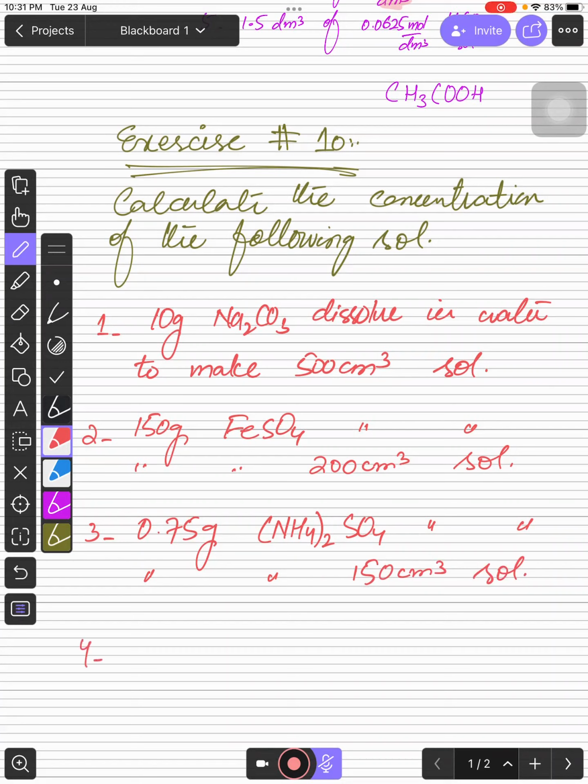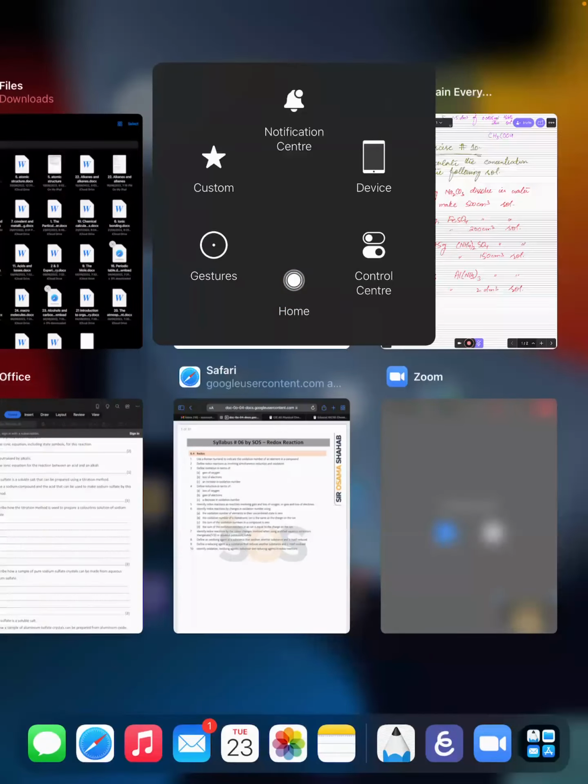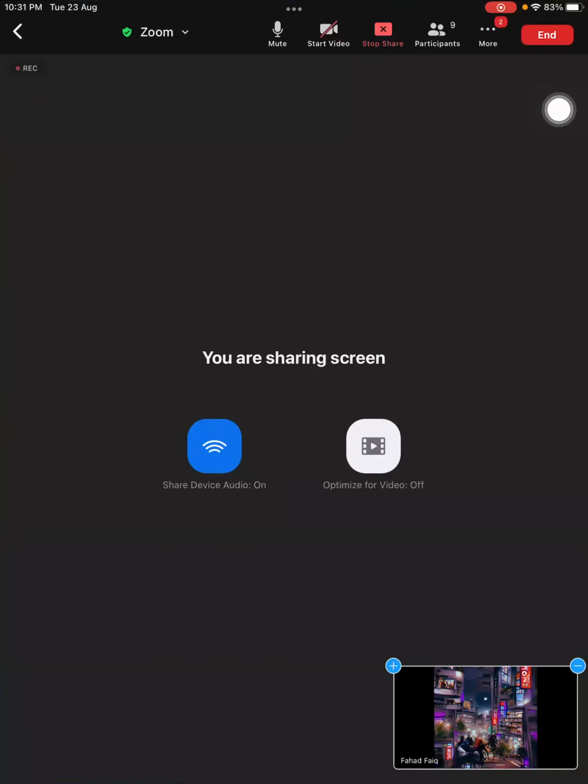Or the fourth one is, for example, we have 100 gram of aluminum nitrate. We dissolve this in water to make up 2 decimeter cube of solution. Chalein, we need to solve these 4 questions as your exercise number 10. So I will check कि आपके ये समझ में आ रहे हैं या नहीं, right? Let's start this.